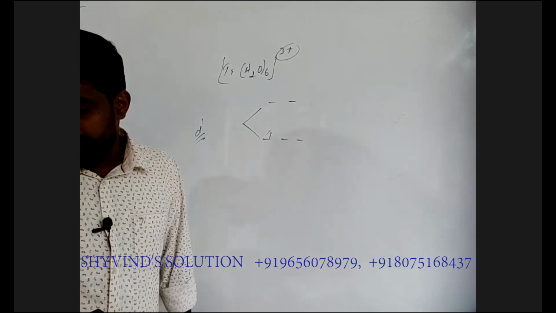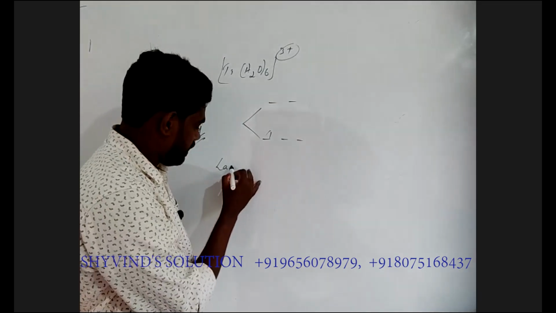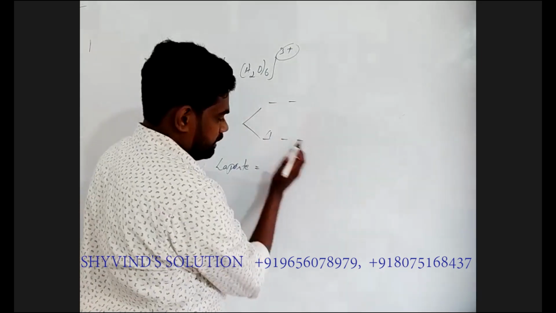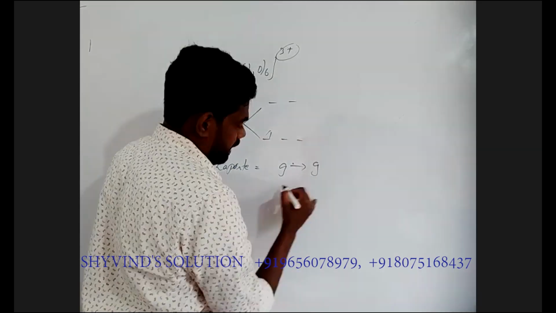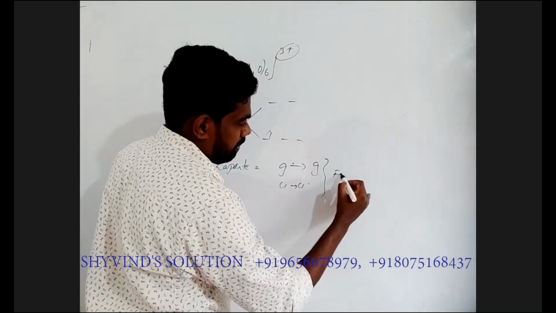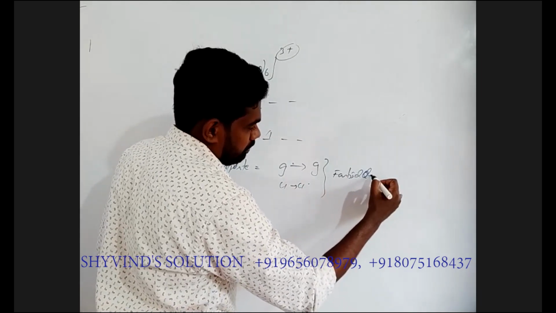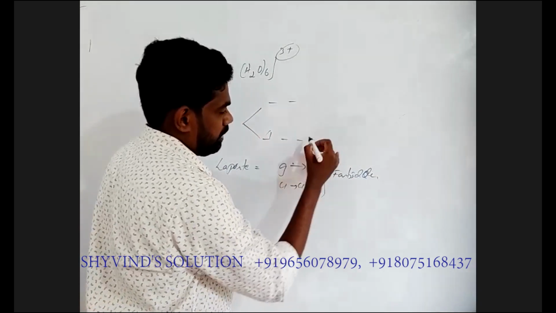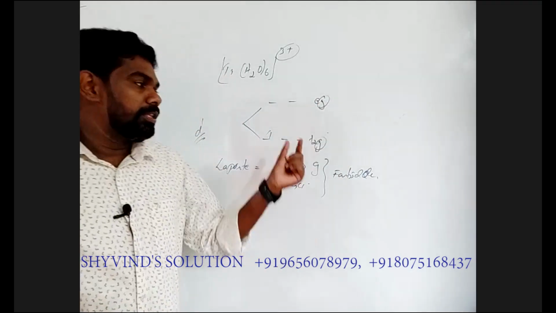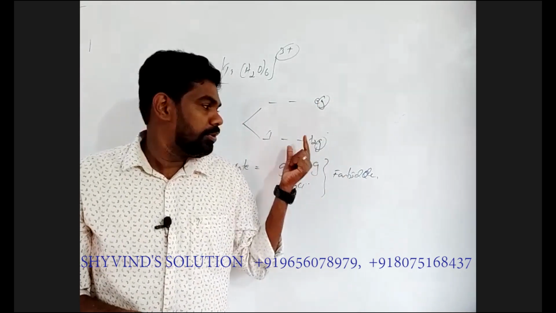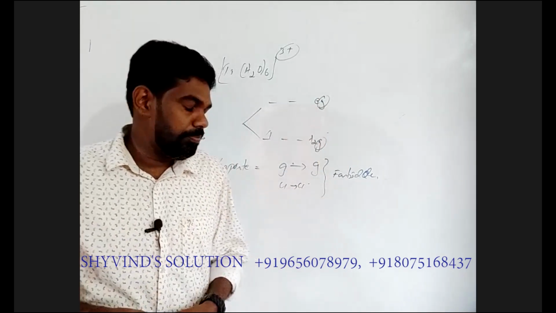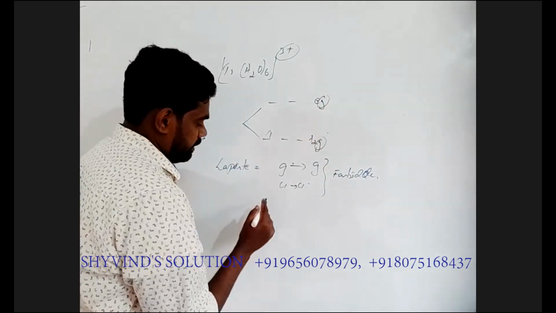So what does the Laporte selection rule say? The Laporte selection rule says d-d transitions, that means gerade to gerade and ungerade to ungerade transitions, are forbidden. Usually we represent it as t2g and eg. You can see both these orbitals are gerade. So from t2g to eg is a forbidden transition according to the Laporte selection rule. All d-d transitions are forbidden transitions.